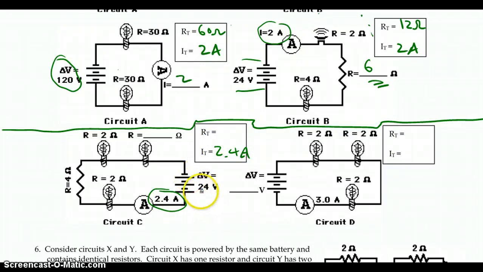When we look for the resistance, again, it's going to be the R. The resistance is defined as the delta V, the potential difference, divided by the current in amps. 24 divided by 2.4, and that's going to bring us 10 ohms of total resistance.